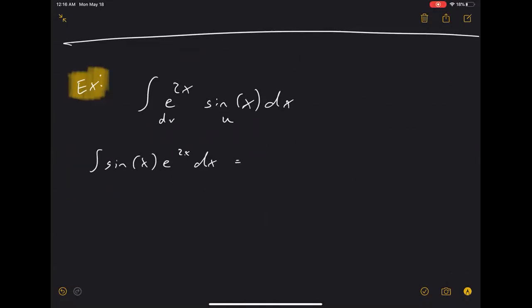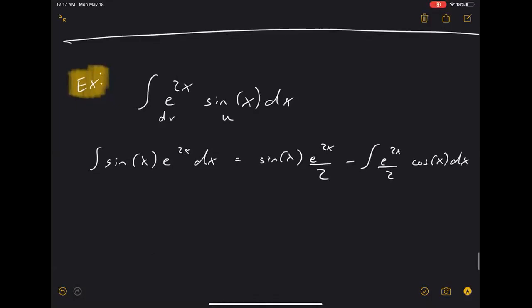All right, so what's my u and v? Well, u is just sine of x. What's my v? If e to the 2x is my dv, what's my v? Okay. Antiderivative of e to the 2x would be e to the 2x over 2. Okay. And then I'm subtracting the integral of e to the 2x over 2 times the derivative of sine. What's the derivative of sine? Cosine.